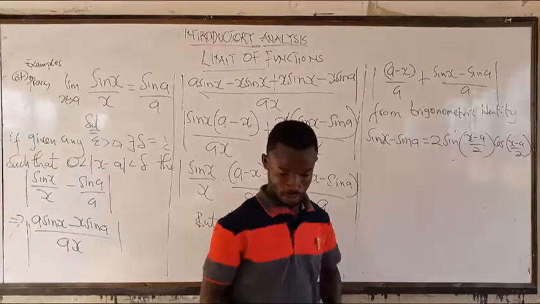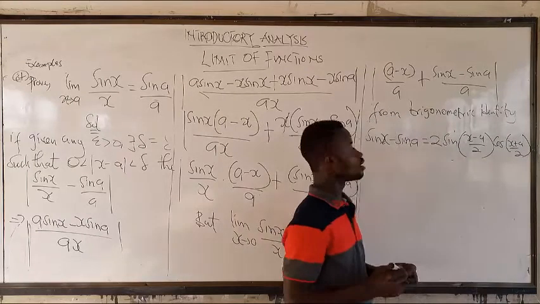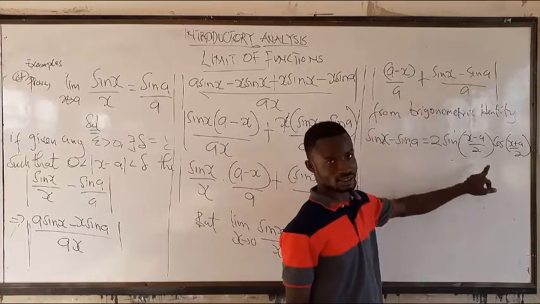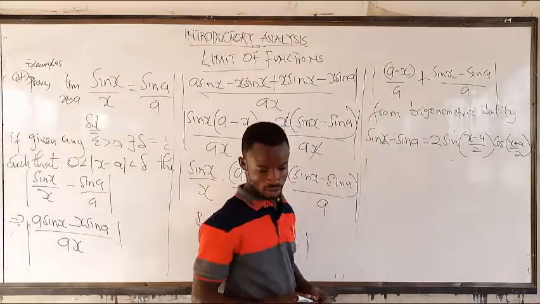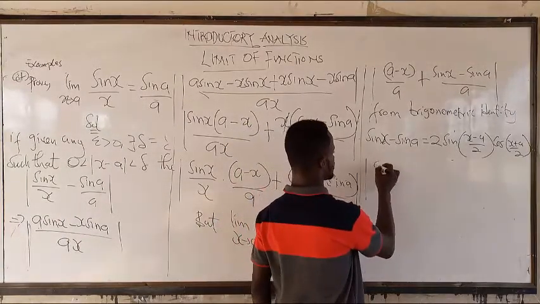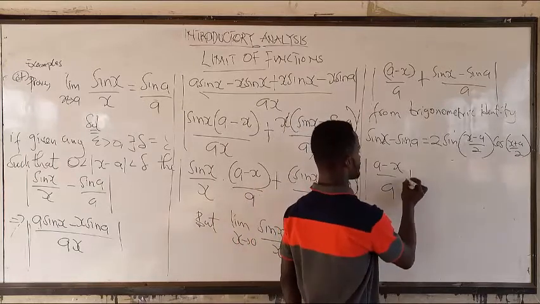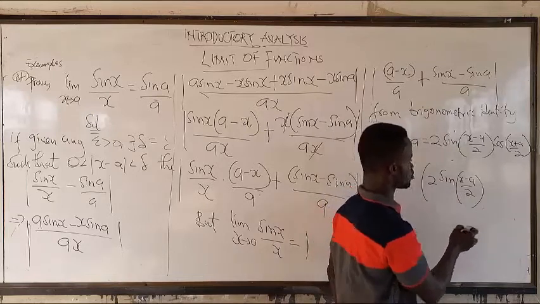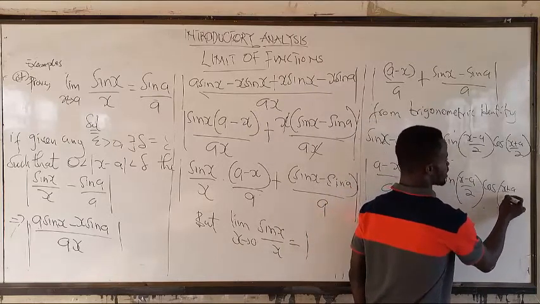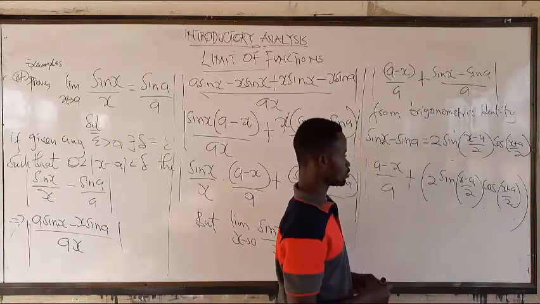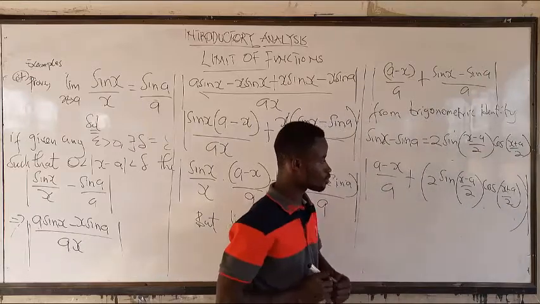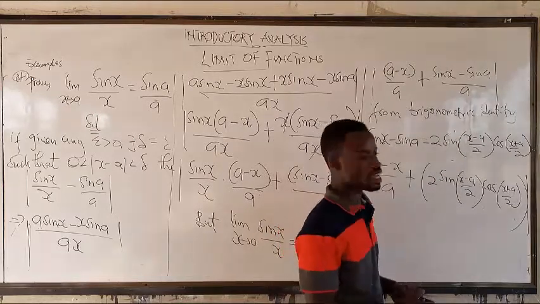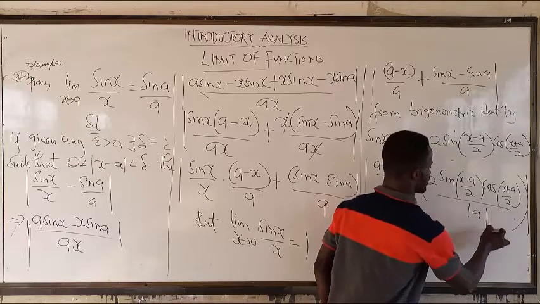Sorry, this is plus. From trig identity, this is equal to this. And if this is equal to this, instead of writing this, you can write this. So we are going to have A minus S over A plus 2 sine of S minus A over 2 cos of S plus A over 2. Very good. So that is what we are going to have for that part. And don't forget that there is all over A, so it's going to be all this over A.